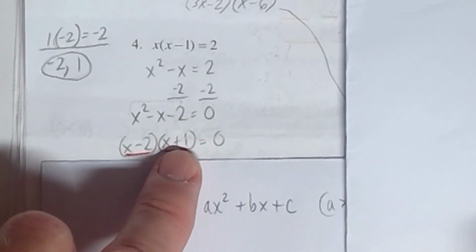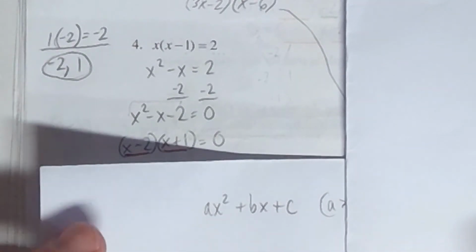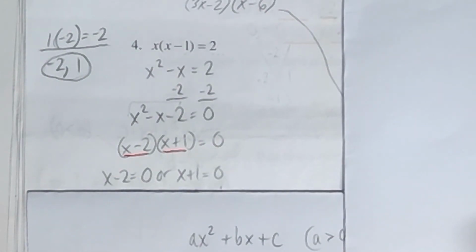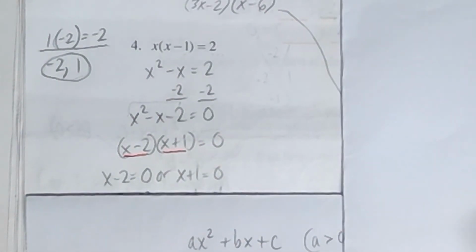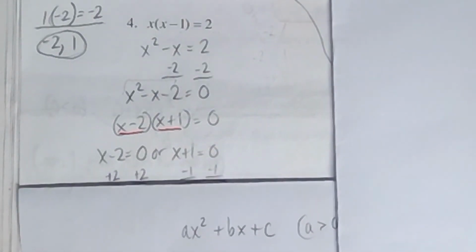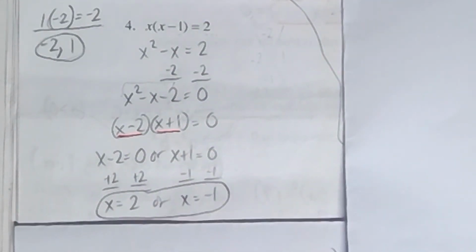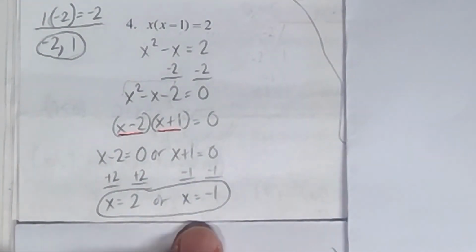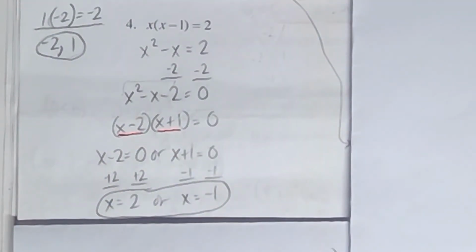And now that we're done factoring that, we set each one of those equal to 0. We solve those resulting linear equations by moving over the 2 and the 1. Final answer, 2 and -1.